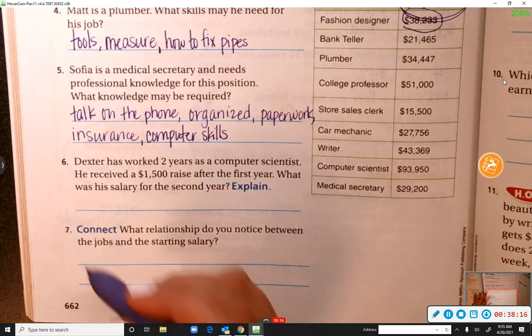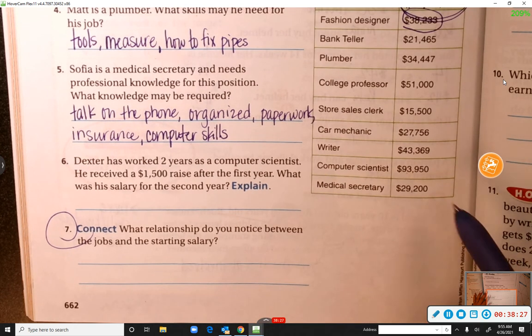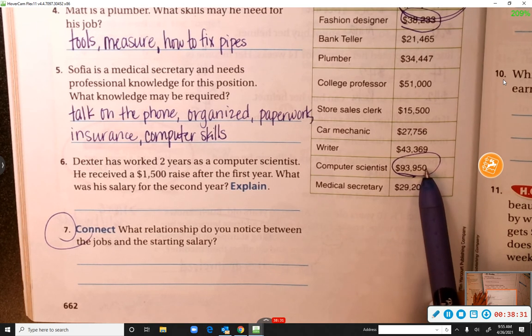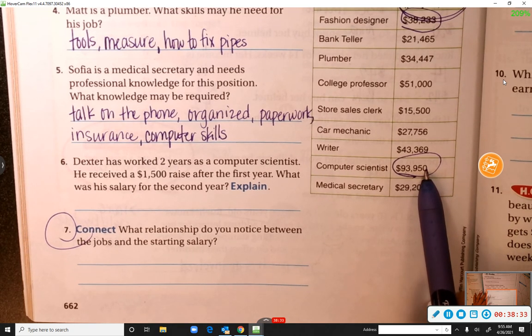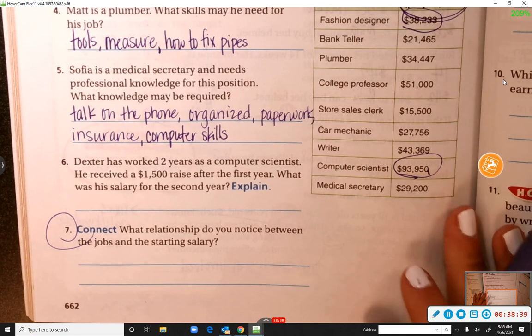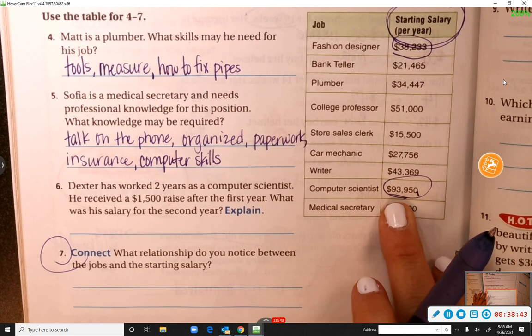Okay, let's go down to 7. What relationship do you notice between the jobs and the starting salary? So we already looked at the highest, computer scientist, and we said probably that one's the highest because it takes a lot of knowledge to work on computers, to take them apart, put them back together. Not a lot of people know that stuff, okay? You have to be pretty smart with technology.